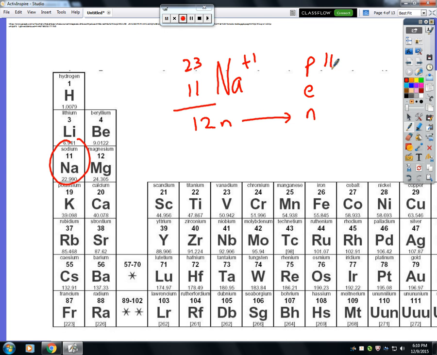I have 11 protons, right? That never changes for sodium. But if you look, I have a +1 here, which means I have one fewer electron, because these are losers on this side, right? Metals are losers. So I have 10 electrons.